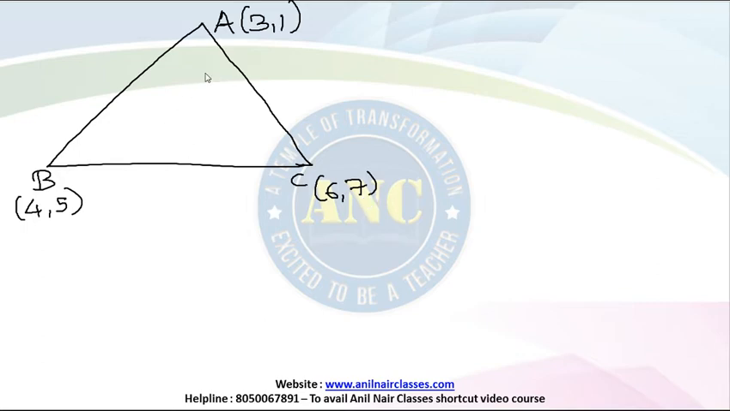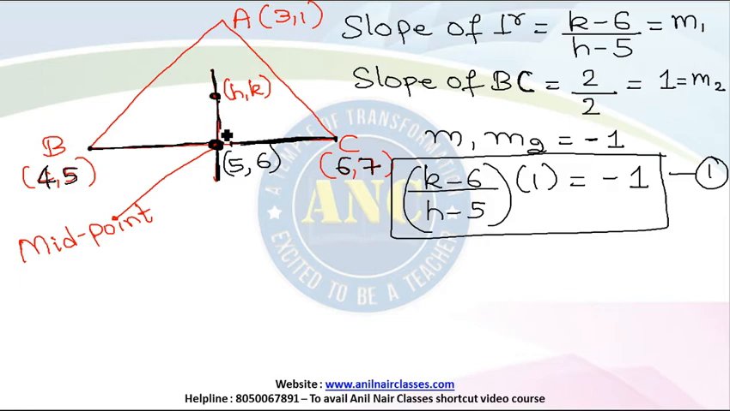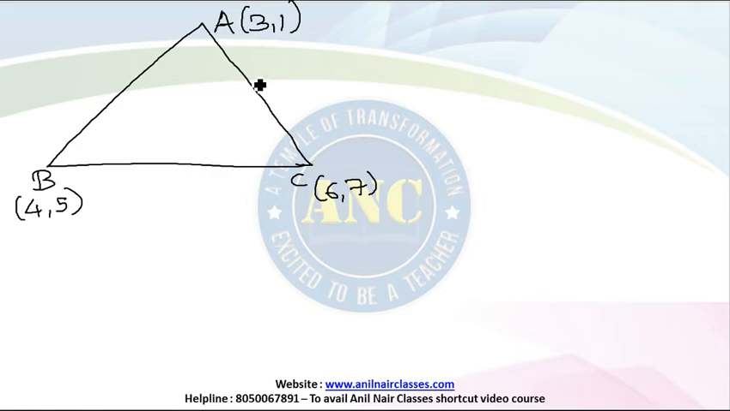That is not the only perpendicular bisector which can be drawn. From BC this is the only one, but I can draw from AC also, or from AB also. Suppose I take a perpendicular bisector from AC. This will be 90 degrees and this will be my circumcenter. I will call that circumcenter as h comma k.